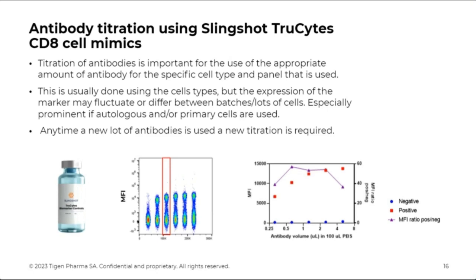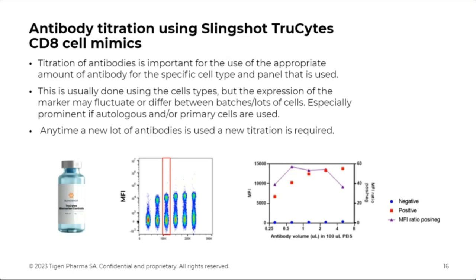And this is especially prominent if you use autologous or primary cells, for example. Cell lines maybe not so much, so that might be a good alternative. But it also may differ from cell bank to cell bank, working cell bank to working cell bank. And anytime you get a new lot of your antibody, a new titration is required in order to make sure that your panel is still optimal.